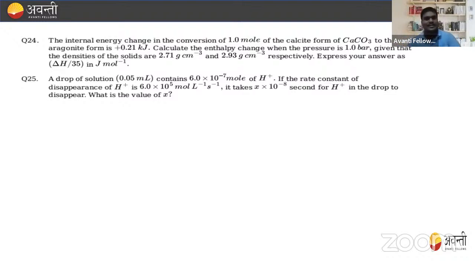The internal energy change in the conversion of 1 mole of calcite, that is calcium carbonate, to the aragonite form is given. Calculate the enthalpy change when the pressure is 1 bar, given that the densities of the solids are 2.71 gram per centimeter cube and 2.93 gram per centimeter cube respectively. Express your answer as delta H upon 35 in joule per mole. So you have to calculate this.